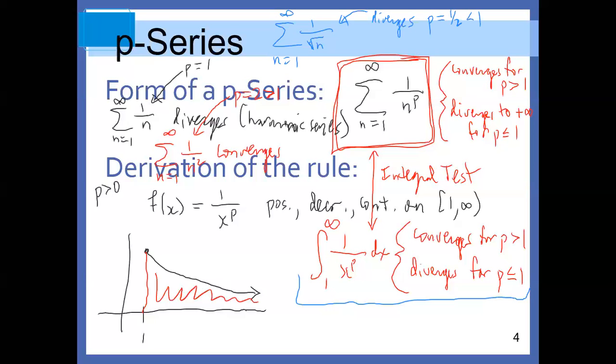Is this kind of making sense? We applied the integral test, and we get a whole host of information about these p series, 1 over n to the p. That thing converges if p is greater than 1, and it diverges if p is equal to or less than 1. And it diverges to infinity specifically. Any questions on that? The reason that rule works is because of the integral test, is the essence of what we're talking about here. Any questions on that?